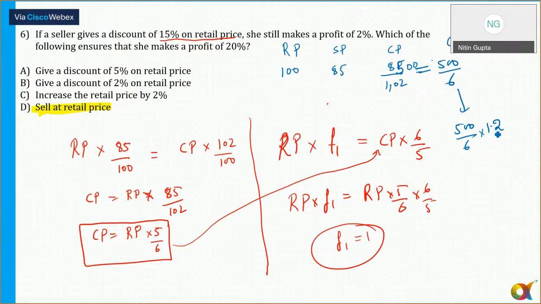So, what is this value? It comes out to be 500 by 6 into 1.2. So, I can say 1.2, that is equal to 500 into 6 2s are 12. That is 0.2. And 500 into 0.2, what is that value? That is equal to 100. So, retail. Now, he should sell at 100. Now the new selling price would also be 100. So it means what? Retail price and this are both the same. So the answer is option D, sell at retail price.